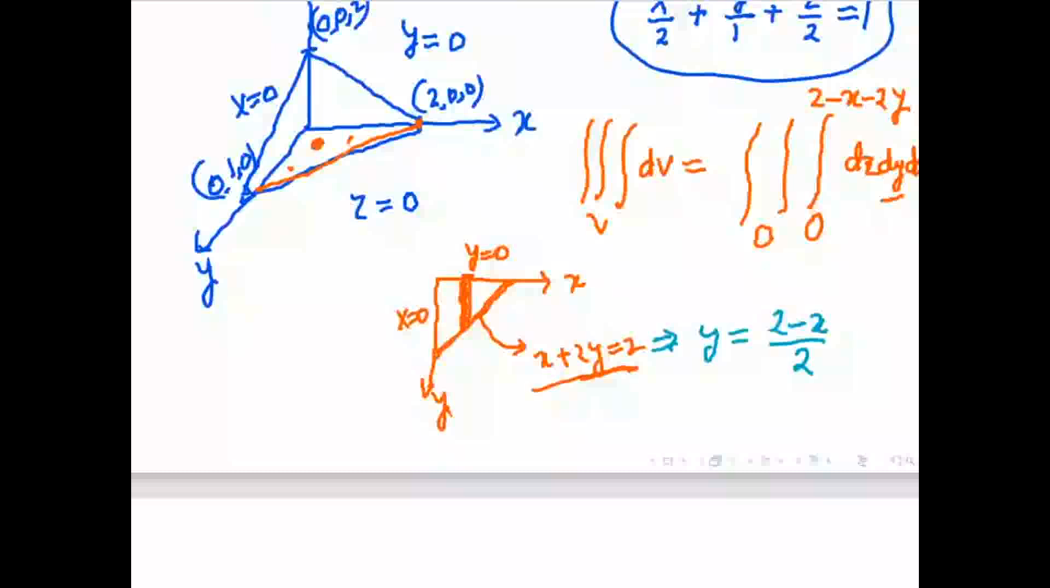Now this strip, once you move from x equal to 0, it will go up to here. So what is this point? This point is 2 comma 0 comma 0, that means x equal to 2. So it will start from 0, it will go up to 2. So this is the final limit. Once you integrate this, you will get the volume enclosed by these 4 planes.